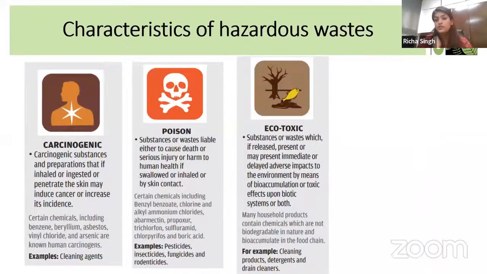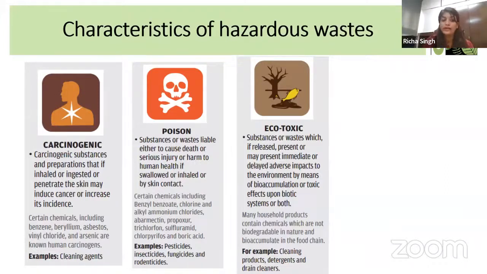Then there are other categories also beside this CRIT criteria which should be considered, including carcinogenicity: carcinogenic substances and preparations that, if inhaled or ingested or if they penetrate the skin, may induce cancer or increase its incidence. Now this is very important because this is not something which will cause an acute impact. This is something that will generally cause a chronic impact. So basically we get exposed to that kind of material, but there is a huge difference between the onset of disease, the latency period, and the exposure to the chemicals. So these are often not given adequate attention, the materials which can cause carcinogenicity.